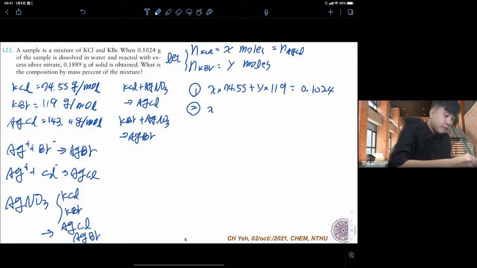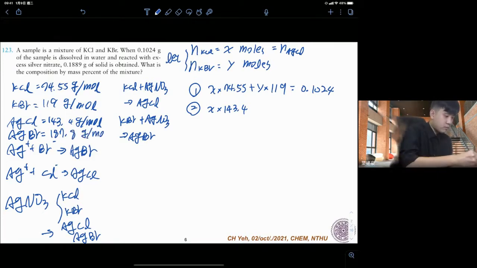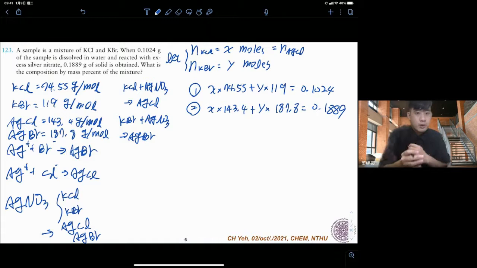All right, so later on we can set up the equation like this: X times 143.4, okay, let's see what I forgot here, plus Y times 187.8 will equal 0.1889. Okay, actually, this is quite easy. So after obtaining these equations, the final problem is to calculate this.